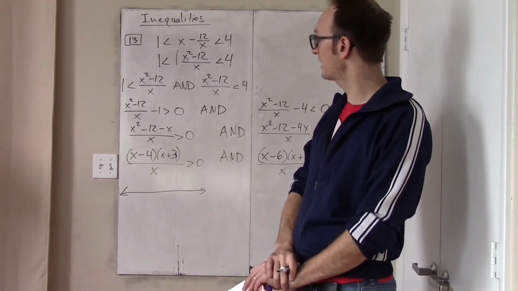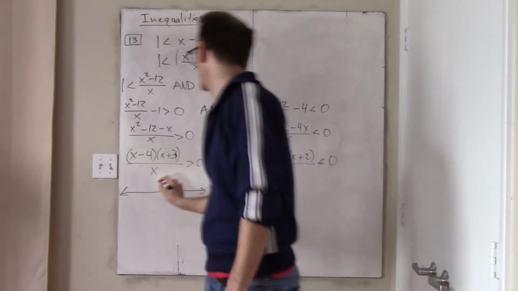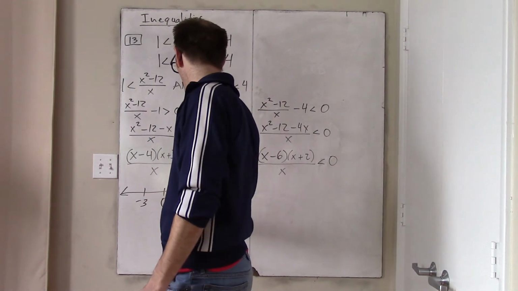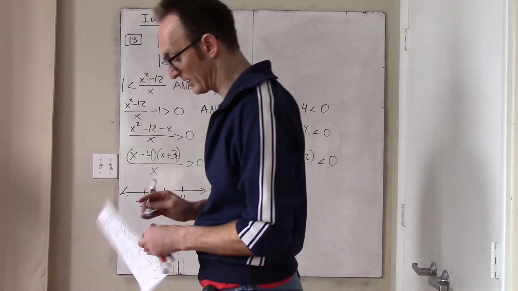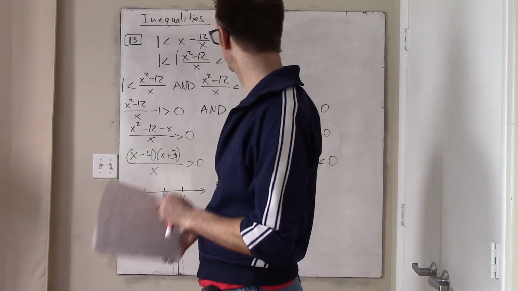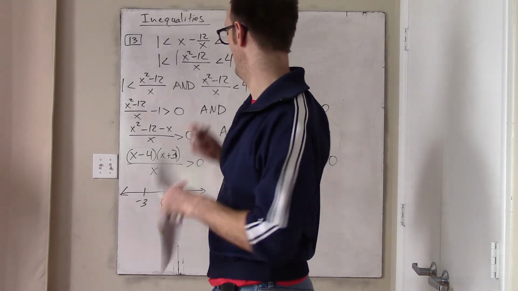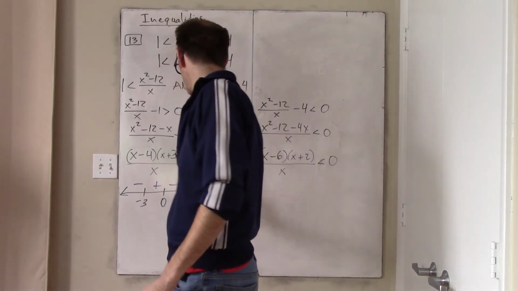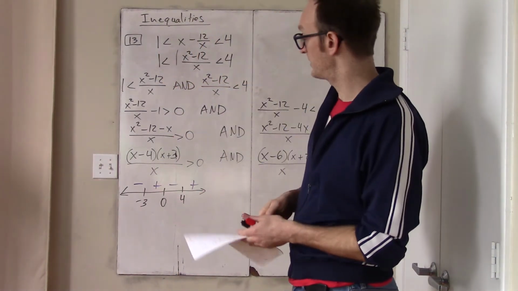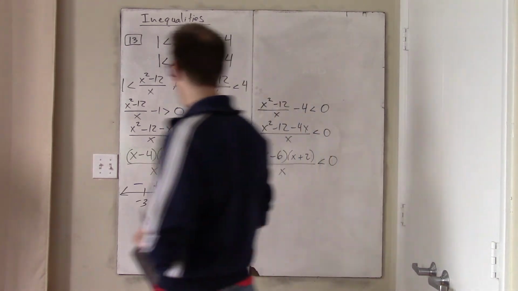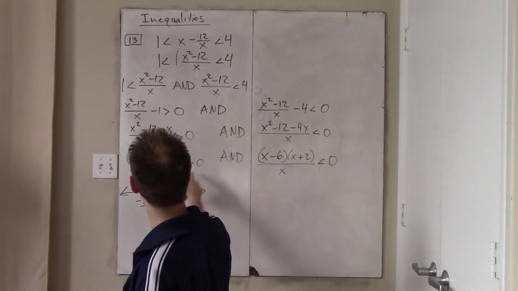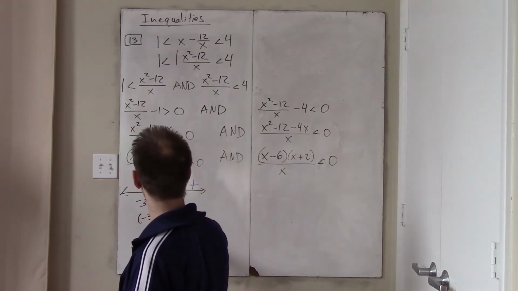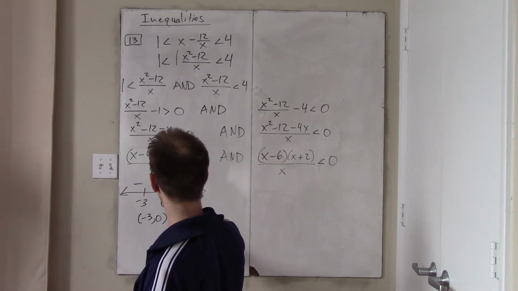kind of a cubic type sign behavior, and so we're going to have a change of sign at -3, a change of sign at 0, and a change of sign at 4. But it's going to behave kind of like a cubic, and so this will be negative, positive, negative, positive. And therefore, the solution to this inequality is going to be, well, when is it positive? Answer, everything from -3 to 0, union, everything from 4 to infinity.